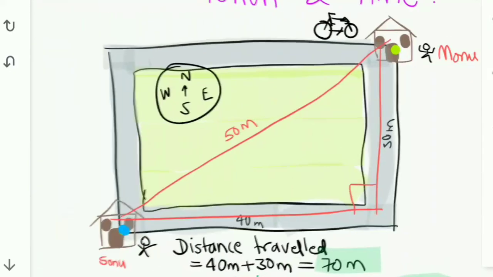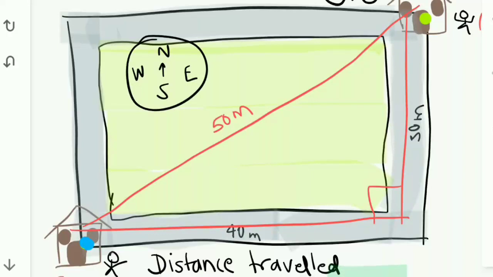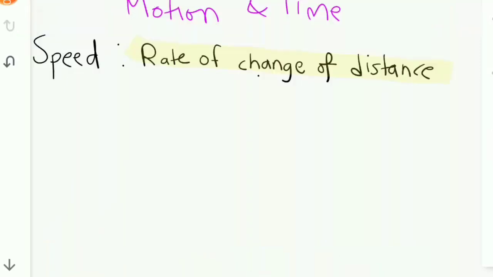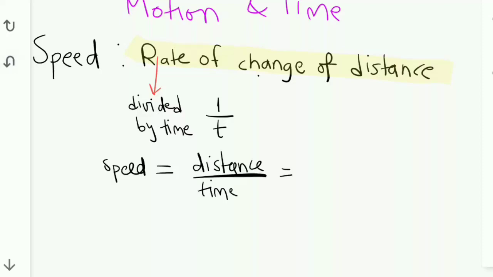How northeast? Just like in a map, north was upwards, then east would be on the right hand side, and this 50 meters is clearly in northeast direction. Now let's talk about speed. Speed is rate of change of distance. Now whenever you see this word rate, it always means divided by time, that is 1 by t. So speed would be equal to distance upon time.